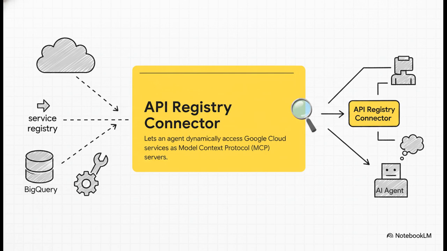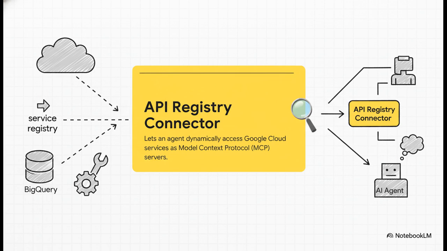The API registry connector is the magic piece here. What it means is you don't have to manually code in support for every single cloud service you want to use. No way. Instead, your agent can dynamically discover them. It can look at the registry and say, oh hey, BigQuery is available, and just start using it like any other tool.